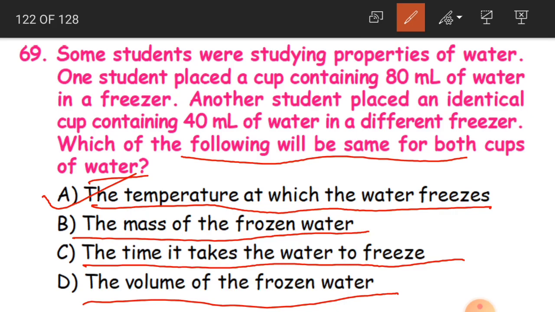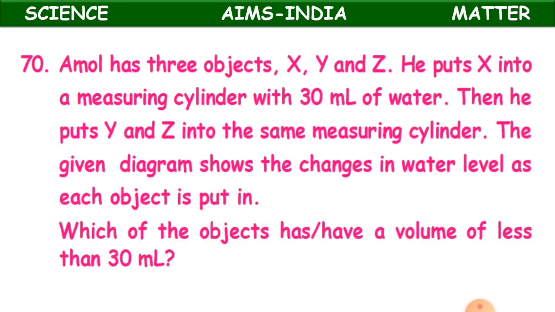So the temperature, because at the same temperature, both the 80 ml cup of water and the 40 ml cup of water are going to freeze. It is not that a big cup is going to heat up fast or melt fast. It is not like that. When both are kept in the freezer, both are going to turn solid at the same time. Okay, so the temperature at which the water freezes is the same. Clear, children?